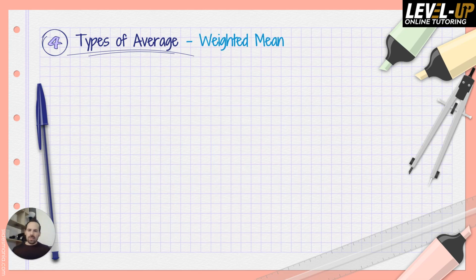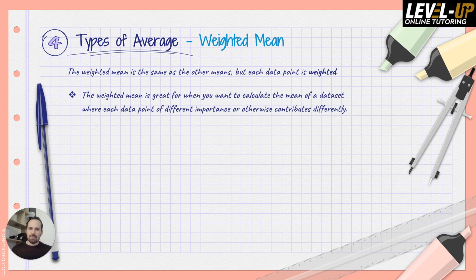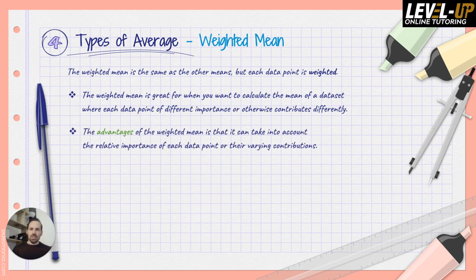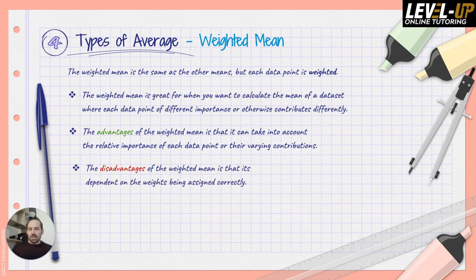So let's look at the weighted mean, which is something you're more likely to encounter than the geometric mean. It's the same thing as an arithmetic mean, but we weigh each of the values. What does that mean? It's where we take into account the importance of each data point, so they might contribute differently to the whole, as opposed to just adding them all up and dividing by how many there are, which assumes all points are equally important. The advantage of the weighted mean is that it can take into account relative importance and varying contributions. But the disadvantage is that it's dependent on the weights being assigned correctly.